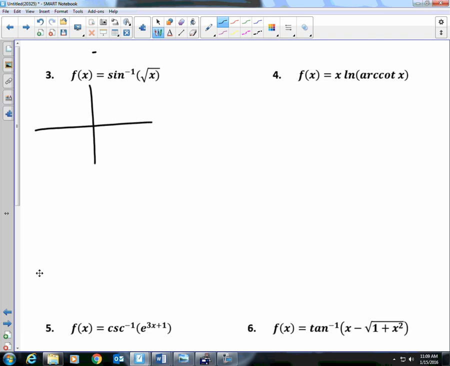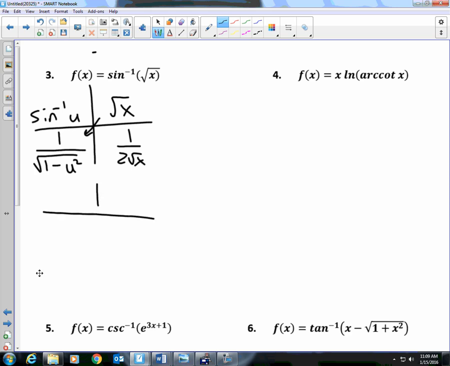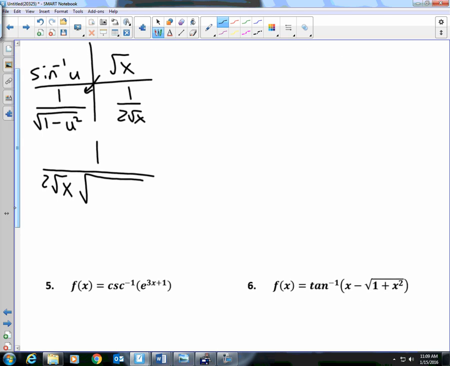What's the inside? Outside? Arc sine of u. What's the derivative of arc sine? 1 over the square root of 1 minus u squared. What is the derivative of the square root of x? One over two roots of x. We multiply them together, what do we get in the numerator? So I'm going to have a 2 roots of x. What do you get if you square the root of x? X, we get 1 minus x.